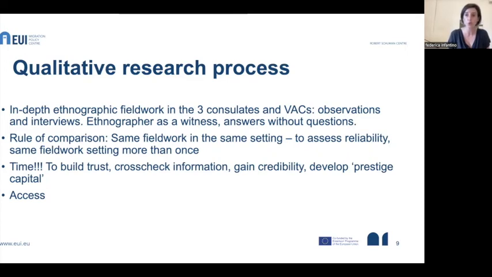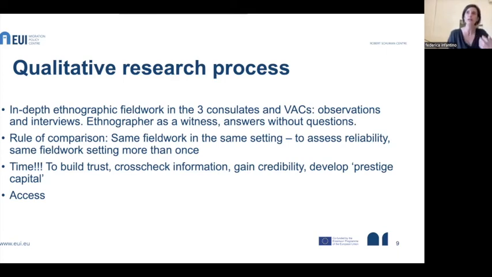Also, I followed the rules of comparison, meaning I did the same kind of fieldwork in the same fieldwork setting. So three visa offices, observations of those who take decisions, those who process the application, the managers, the consuls, the head of the office. And sometimes you have to build this comparison, in the sense that sometimes the structures are different, but you need to gather the same kind of data in the same settings, and to construct the comparability in case these settings are slightly different. To assess the reliability of data gathered, I also conducted the same fieldwork, I went to the same fieldwork setting more than once.